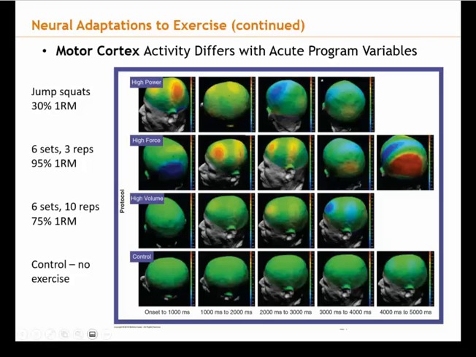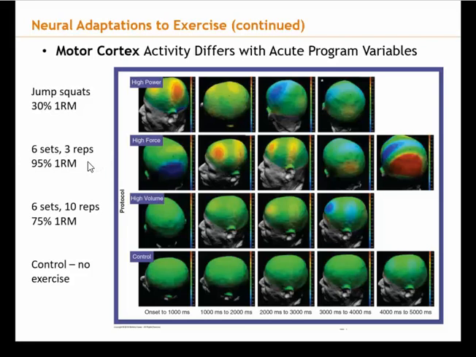So let's start at the bottom actually. So we look at here control exercise or control group, no exercise. We see nothing. The brain does not light up. So there's no activity in the motor cortex or in the brain at all. Now we have 6 sets, about 10 reps, 75% of the 1 RM. This is going to be kind of like a moderate hypertrophy workout. So maybe like endurance hypertrophy style. It's high volume basically. You see very little activity in the brain. A little bit, but not a lot.